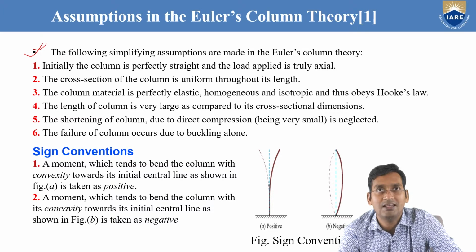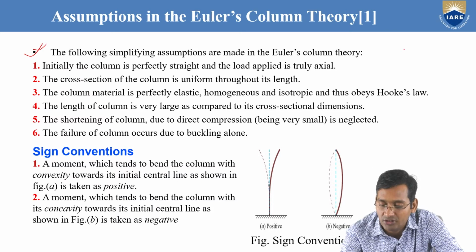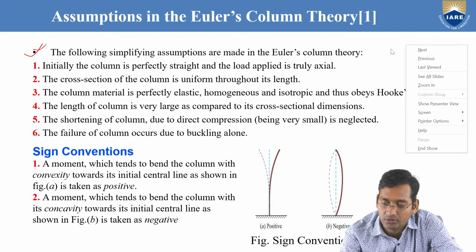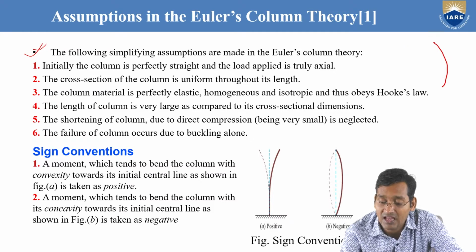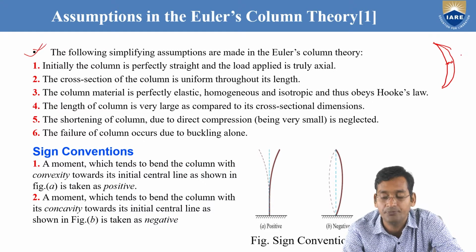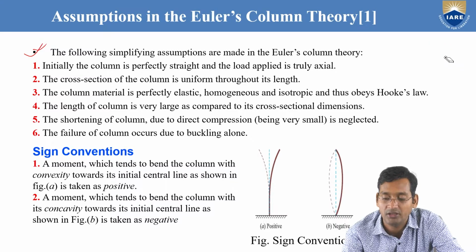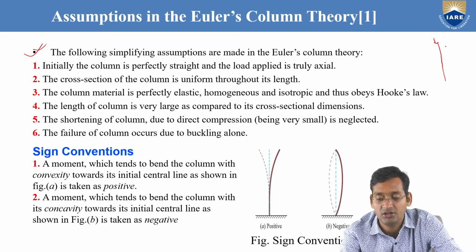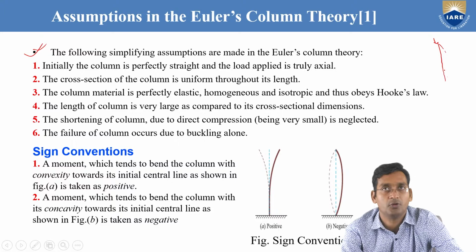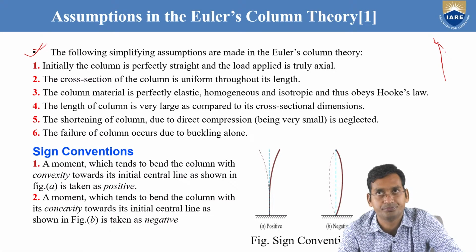The first one: initially the column is perfectly straight and the load applied is truly axial. So see, if already the curve is like this, and then if you apply the load, it will buckle like this, then it's difficult to find how much it has buckled. So just for simplifying, he said that in the starting we have to assume the column is straight. After applying the load only, it gets buckled. That is the first assumption.